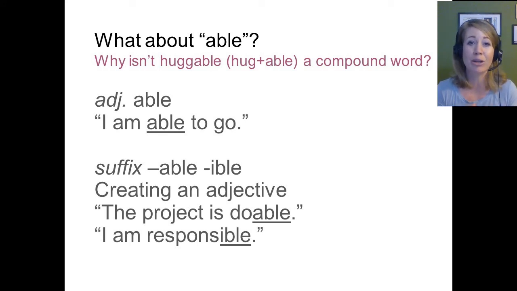I am able to go. The suffix able or ible is completely different. We can use those to create an adjective. So think about the verb do. He will do that. But I can add able to it and make it an adjective, right? So the project is doable.